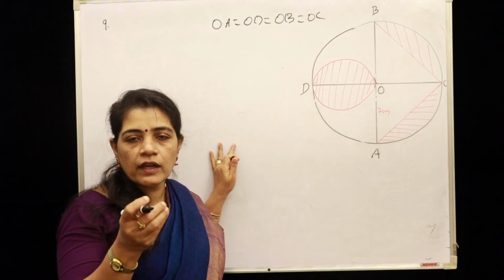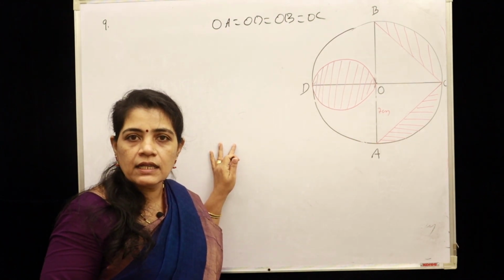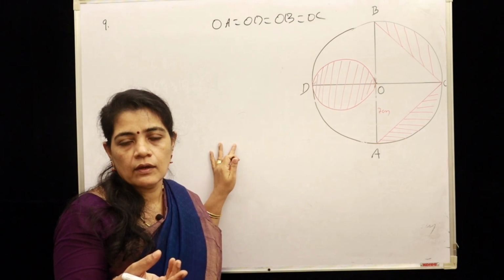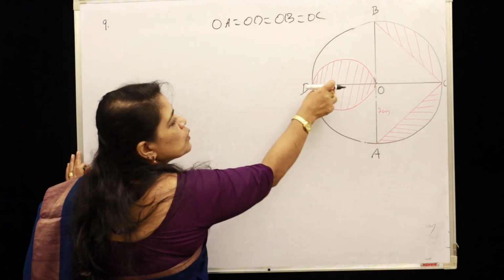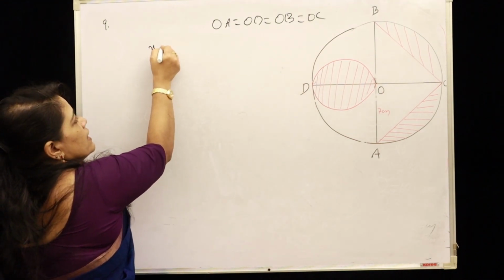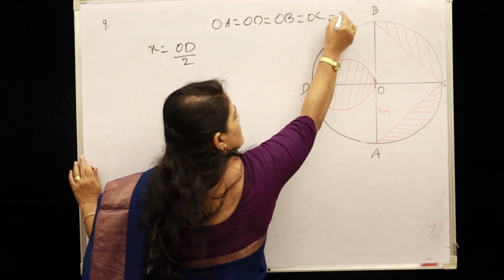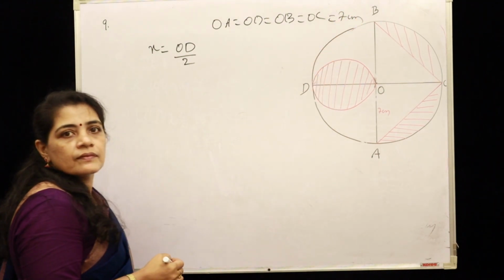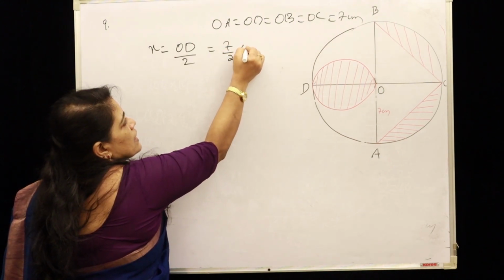So, in order to find the area of the small circle, that is pi r square. Here we have been given OA equal to OD, so radius is equal to OD by 2. This is equal to 7 centimeter, given. So its radius will be 7 by 2 centimeter.